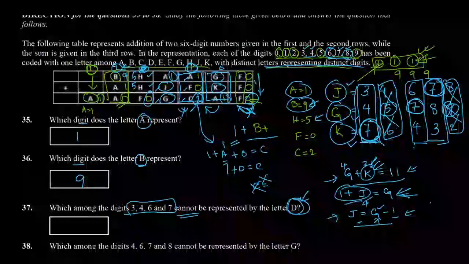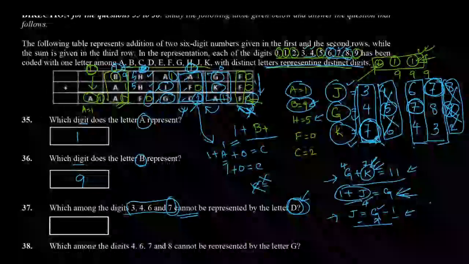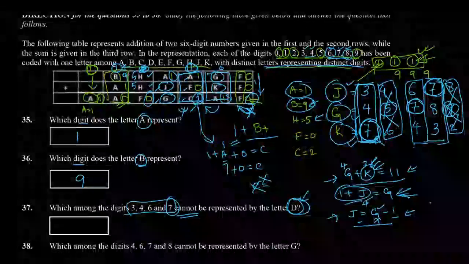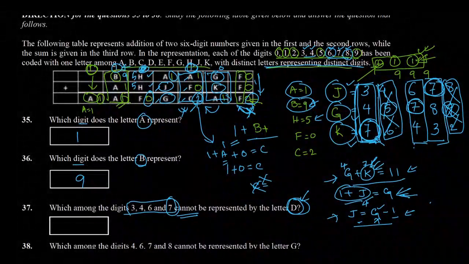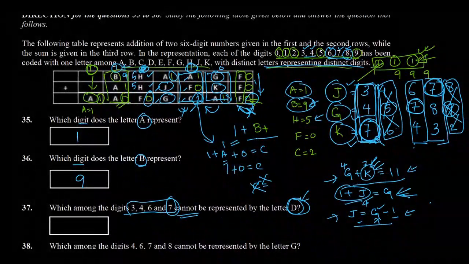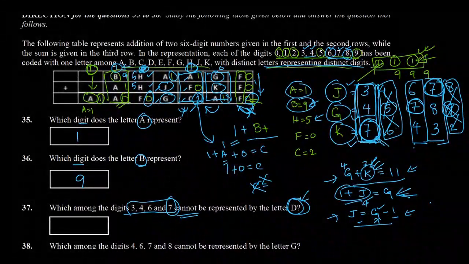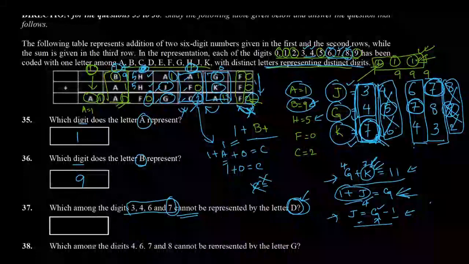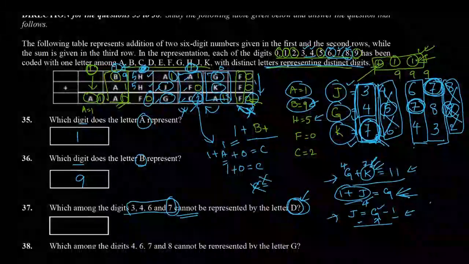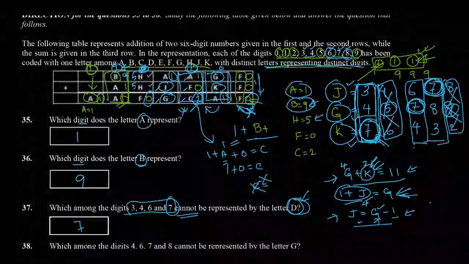So D cannot have the value of 7. So it can have the value of 3, 4 and 6, because let's look at the first set. So 3, 4 are there, 6 is not there. So 6 can be taken up by D. But 7 is not possible, because 7 is going to be needed in all the 3 cases. So therefore 7 cannot be taken up by the letter D.